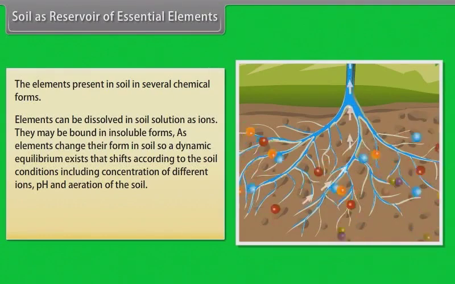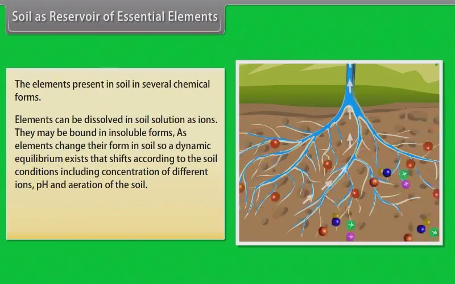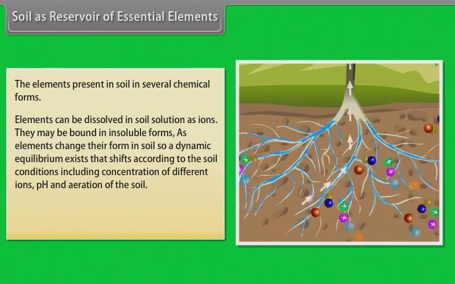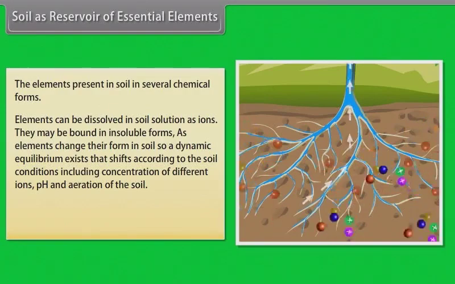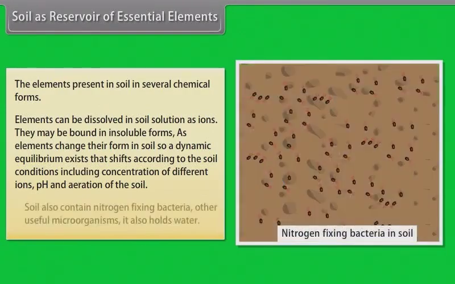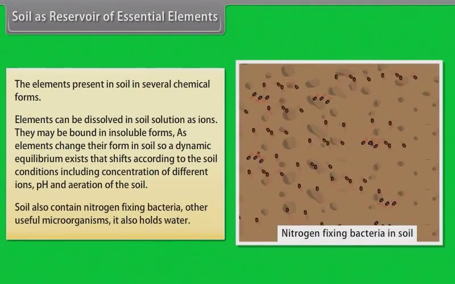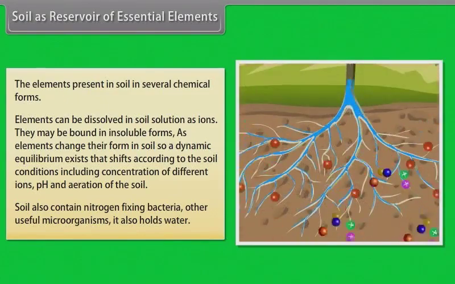As elements change their form in soil, a dynamic equilibrium exists that shifts according to the soil conditions, including concentration of different ions, pH, and aeration of the soil. Soil also contains nitrogen-fixing bacteria and other useful microorganisms. It also holds water.